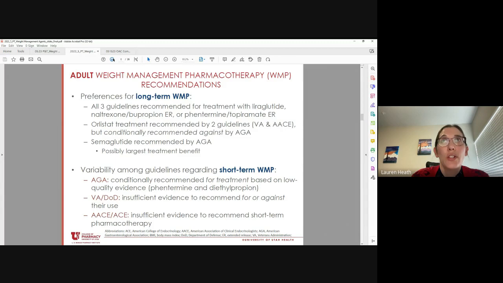The AGA conditionally recommended treatment with phentermine or diethylpropion based on low-quality evidence. They did not address benzphetamine or fendimetrazine. The VA concluded there was insufficient evidence to recommend for or against use of short-term agents for short-term, long-term, or intermittent weight management, and the AACE and ACE considered there to be insufficient evidence to recommend short-term pharmacotherapy in general. Next slide, please.